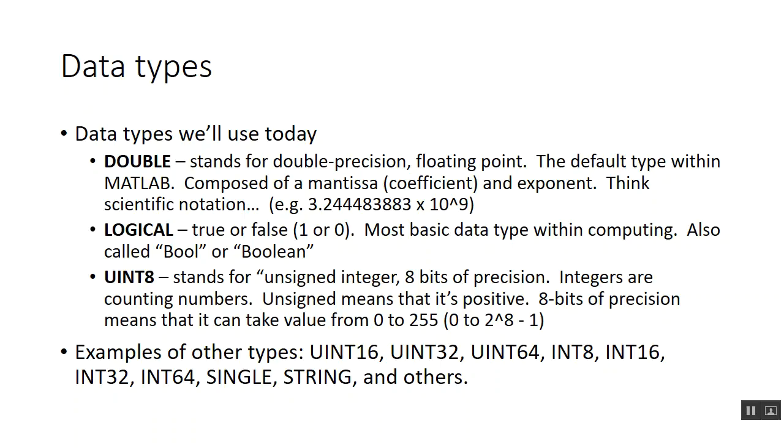All right, so the next thing we need to talk about is data types. So there's a few different data types. I have some examples at the bottom, but the three that we need to talk about today are doubles, logicals, and uint8s. So double stands for double precision floating point.